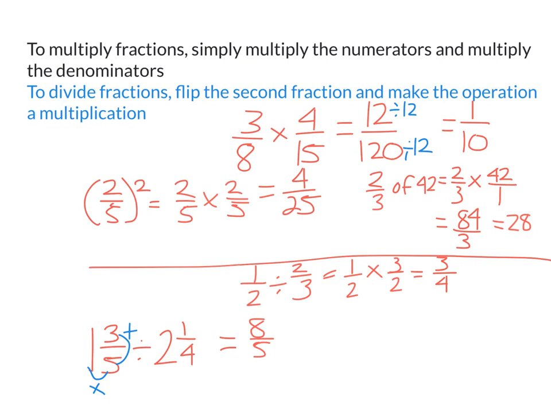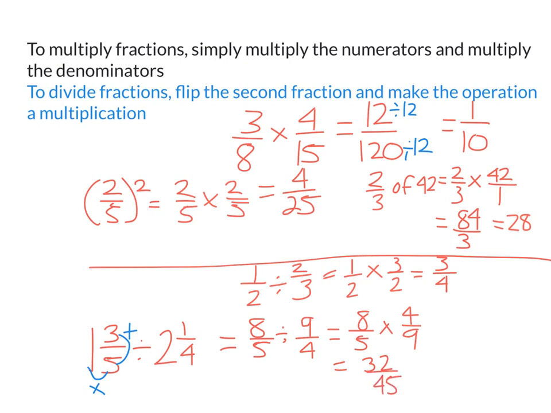So similarly, for 2 1/4, I go 2 times 4 plus 1 is 9. And I keep the same denominator. So now I've got 8 over 5, which is 1 3/5, divided by 2 1/4. So I'm going to do exactly what I did before. I'm going to keep the first fraction the same, flip the second fraction, and make it a times. Now I just times the two top numbers and times the two bottom numbers, and I'm done.